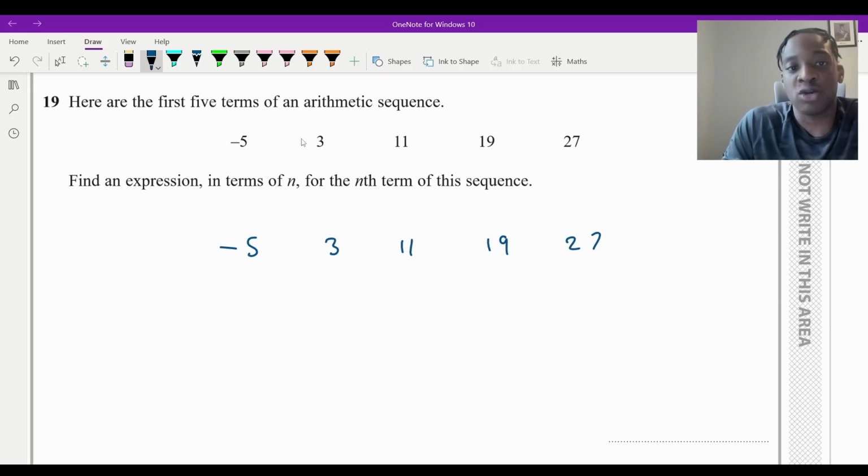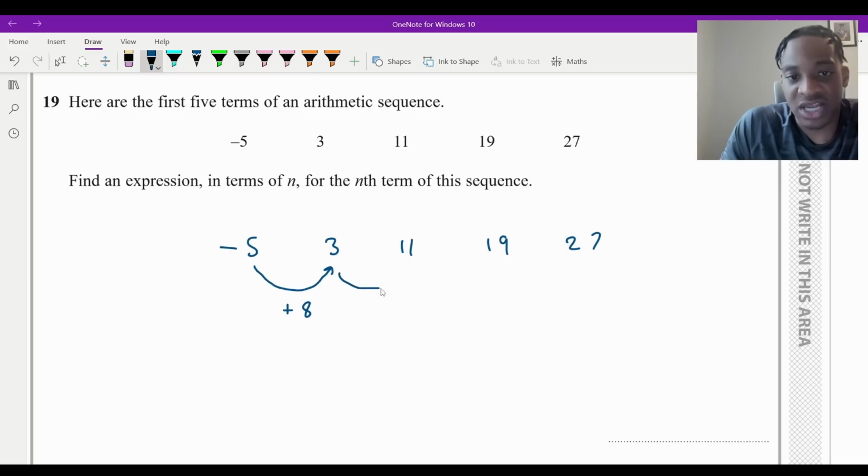Now they've told us that this is an arithmetic sequence, and it's very important to know your definitions in terms of the different types of sequences that they can give you in the exam. An arithmetic sequence is just a sequence that either increases or decreases by the same amount each time. And if we look here, well, we are at -5 and we need to go to a 3. How do we go from a -5 to a 3? We add 8, don't we?